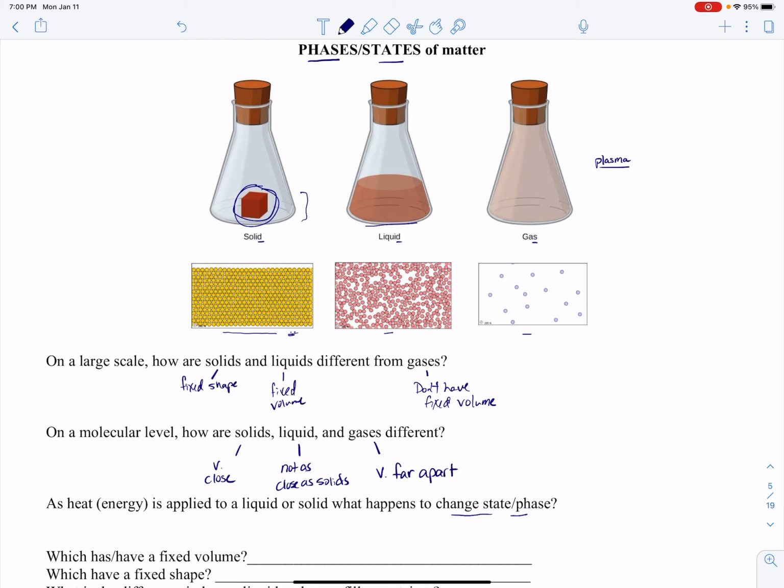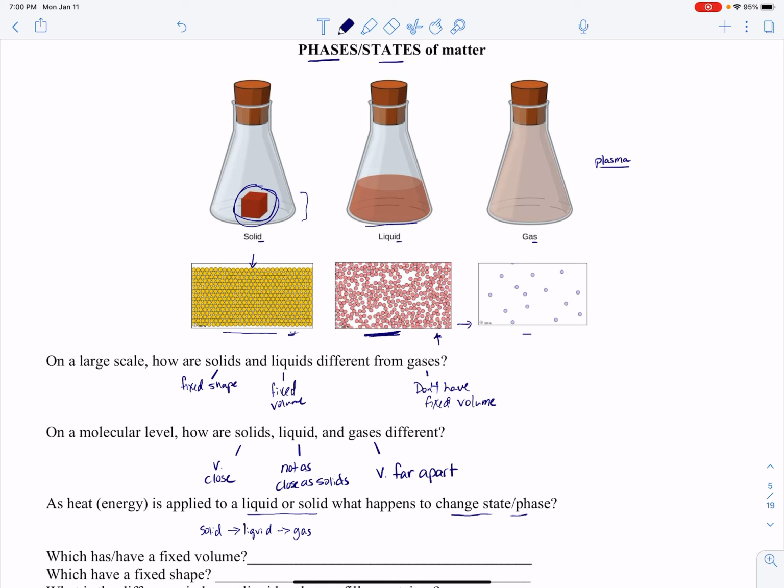So as heat is applied to a solid or a liquid, the solid will turn into a liquid, and then the liquid turns into a gas. And what happens to these little particles? Well, if we heat them up, we're giving them so much energy that they start bouncing off of each other and they start moving away from each other. And it makes it more like this situation over here. Or if we give this one a whole lot of energy, they start moving and bouncing so hard against each other that it turns more into this situation.